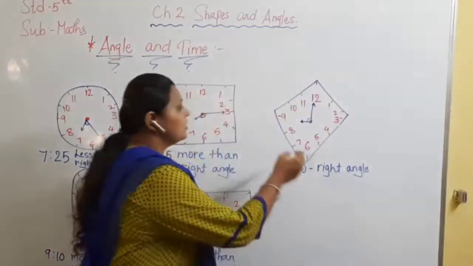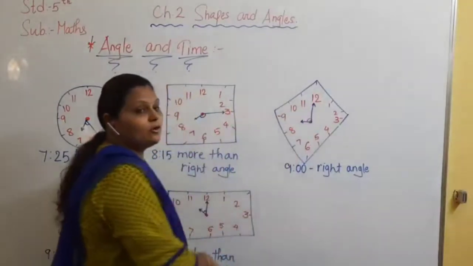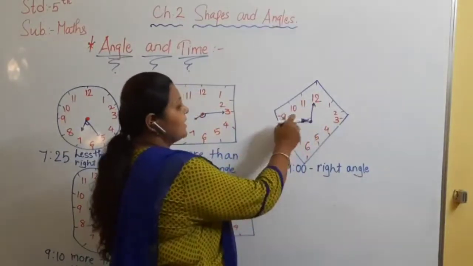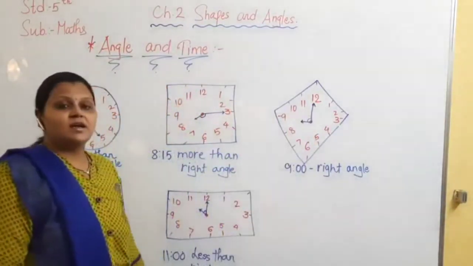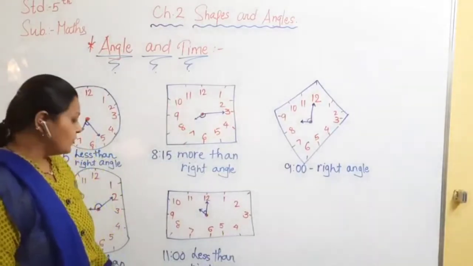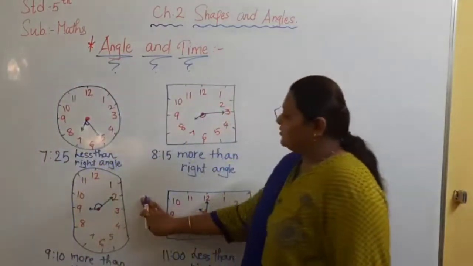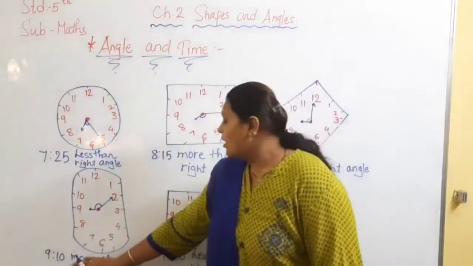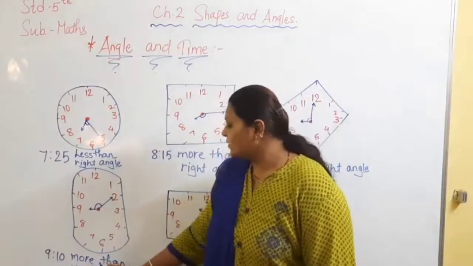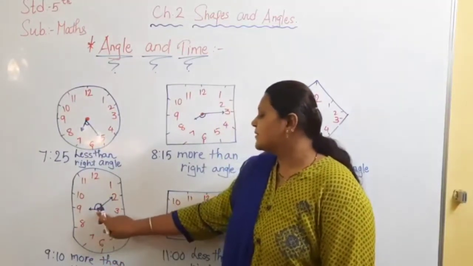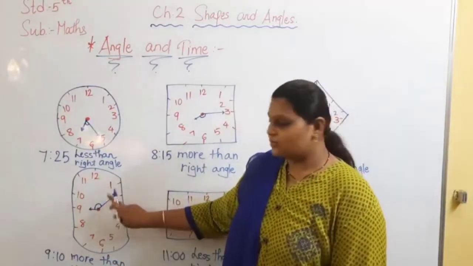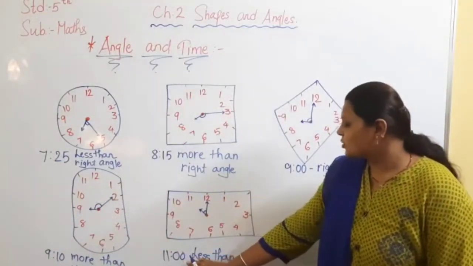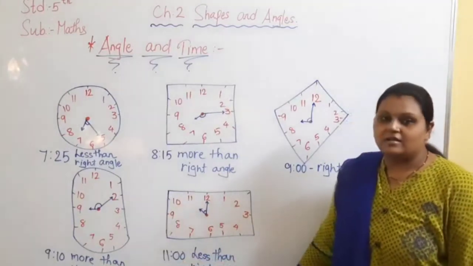Moving to the third clock, here the time shows 9 o'clock and this shows the angle. So this angle is exactly 90 degrees, a right angle. Let's move to the next clock. In this clock you can find the time 9:10. Now 9:10 means more than a right angle, as it shows the greater part outside. Next is 11 o'clock. So this is called less than a right angle.